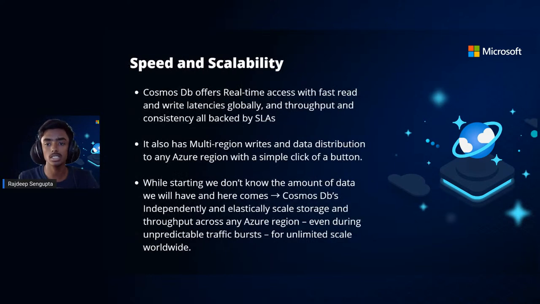Now, the next point is speed and scalability. As our app is kind of a marketplace, we had a lot of data and we need it super fast. Cosmos DB offers real-time access with fast read and write latencies globally and throughput and consistency, all backed by SLAs. It also has multi-region writes and data distribution to any Azure region with a simple click of a button. While starting, we don't know the amount of data we will have, and here comes Cosmos DB's independently and elastically scale storage and throughput across any Azure region, even during unpredictable traffic burst for unlimited scales worldwide.